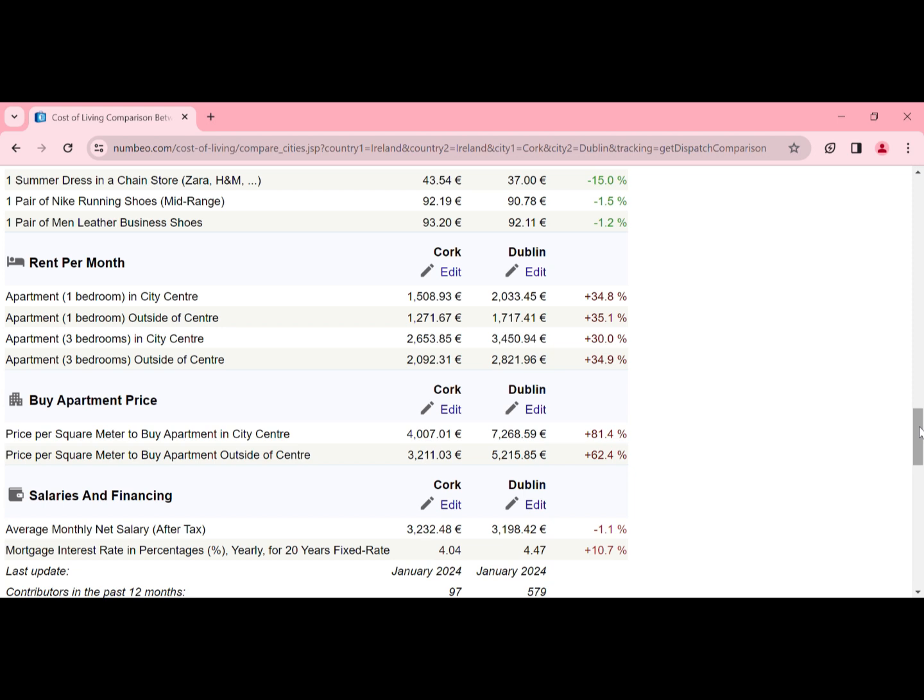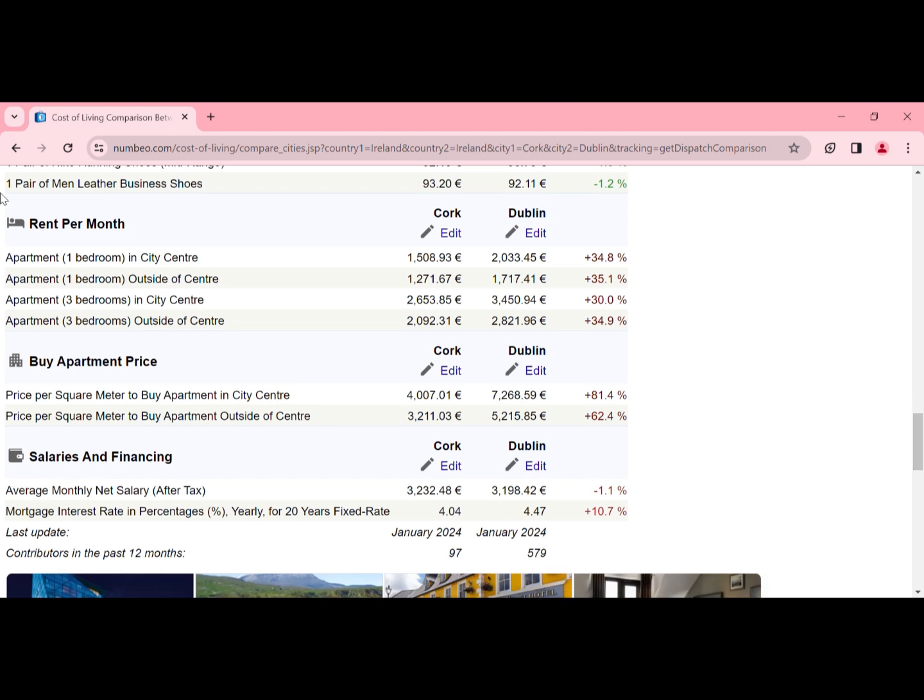Oh, it's so expensive. Okay, and then we have apartment, one bedroom outside of the city center, is like 1,271 for Cork, and then 1,717. So this should give you a clear idea on where you actually want to stay. If you want to be in Cork, it's actually very expensive as well, especially living around the city. If it's outside the city, it's perfect. So definitely Cork will be an option over Dublin, because mostly everywhere around Dublin is still expensive. But Cork, I know people that rent a 3 bedroom for like 1,000 euros outside the city. Okay, so Cork is still an option.